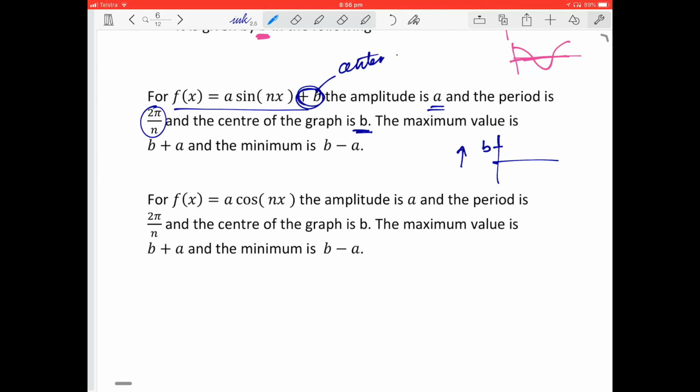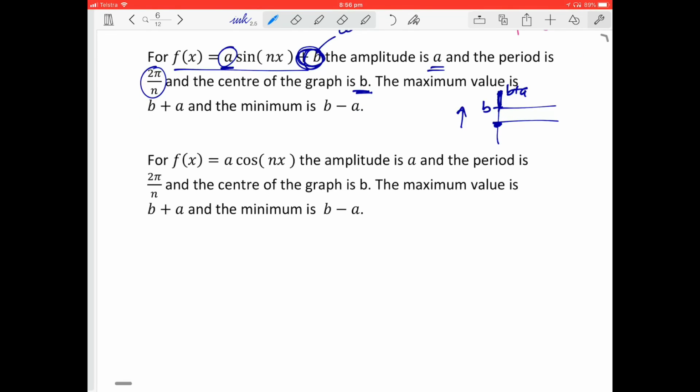My maximum up here is b plus a, because of the value of the amplitude, so it's the center plus the value of the amplitude to get your max. And the minimum is b minus a, because it's the center minus the amplitude to work out what the lowest value is. Exactly the same occurs for cos.